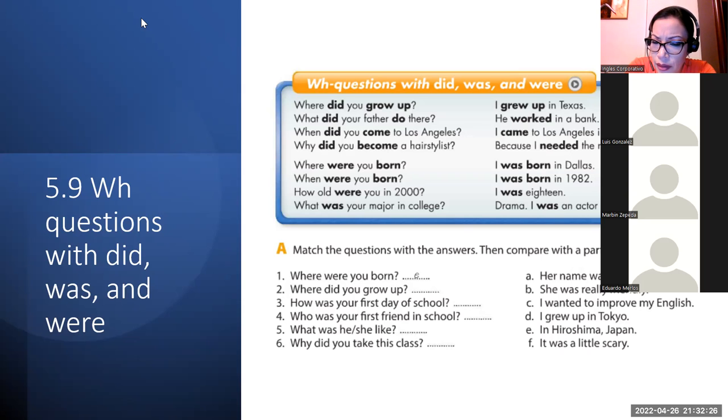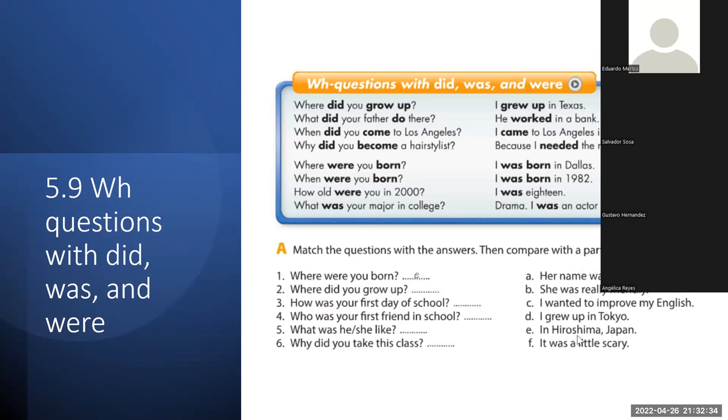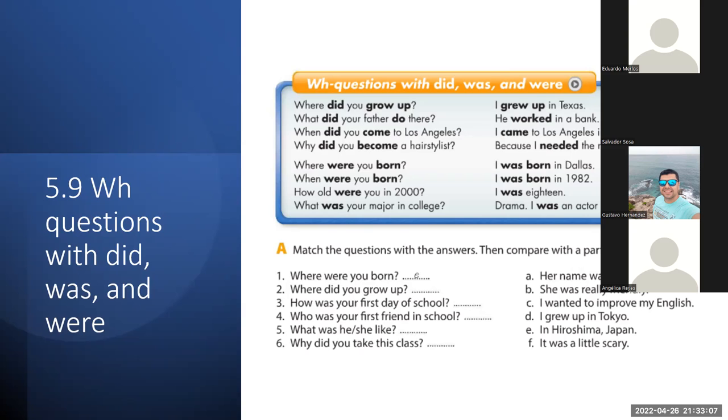Eduardo, number four. Salvador. Gustavo. Number four, who was your first friend in school? Letter A, her name was Yumiko. Excellent, thank you so much. Angelica, can you continue with number five? What was she like? Letter B, she was really friendly. Excellent. That is the answer. Thank you so much. Let's see number six.